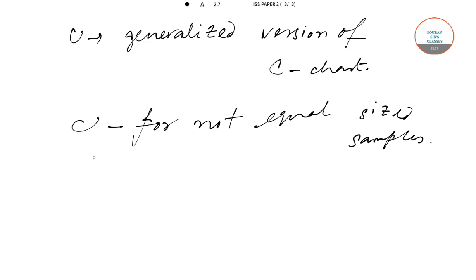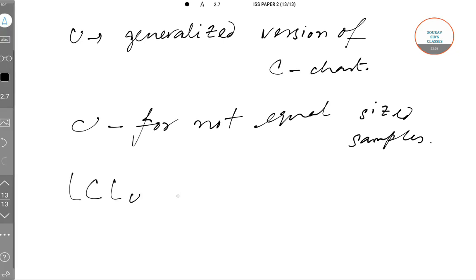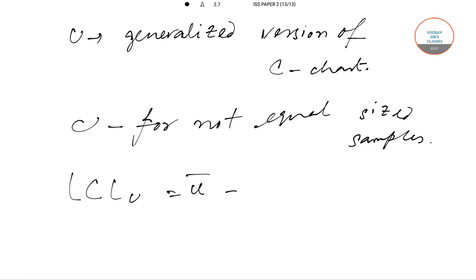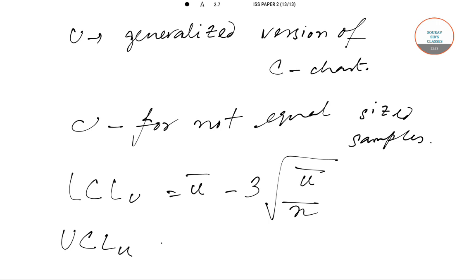So U chart also has control limits. LCLU is equal to U bar minus 3 root over U bar by N, and UCLU is equal to U bar plus 3 root over U bar by N. Here U bar is the average number of defects per inspection unit, and C bar is the average number of defects, and N is the number of inspection units.